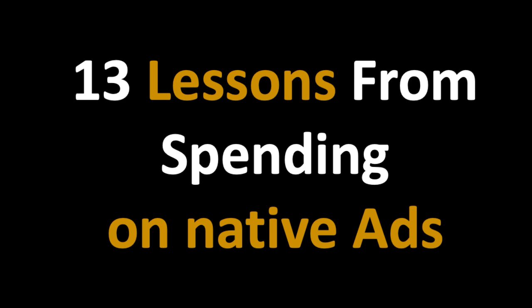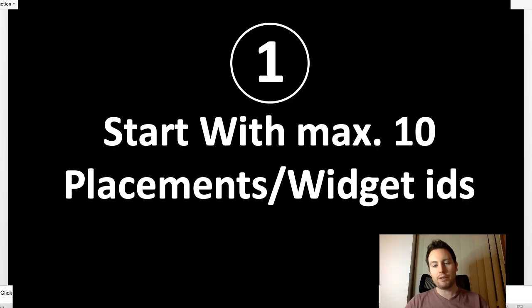First one being start with a maximum of 10 placements or widget IDs, and the reason this is so important is it's so easy to start your campaign, to get excited, to use a spy tool, potentially add in 20, 30, some people may add in 100 placements. And what you'll realize pretty quickly is you may make some sales, but you're actually not going to build up enough data to be able to make the right decision when you've got too many placements or widgets. And I think the key piece here is actually the widget ID.